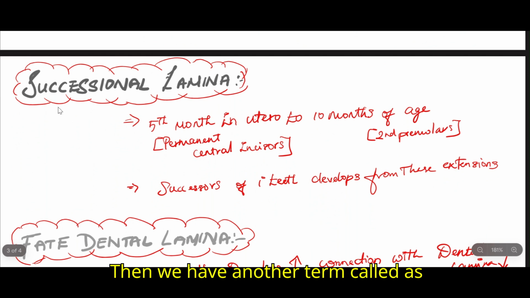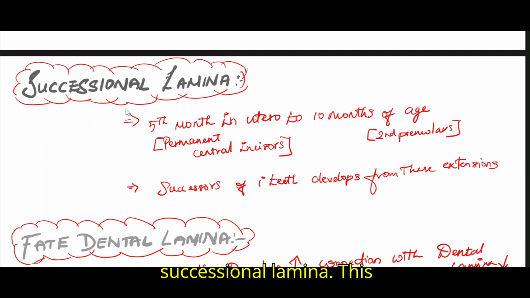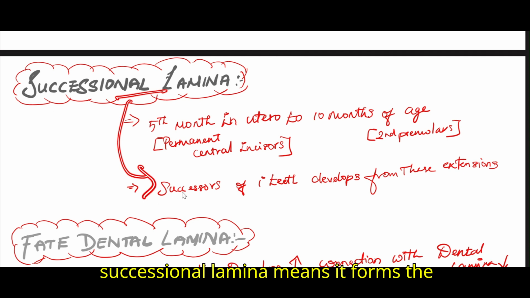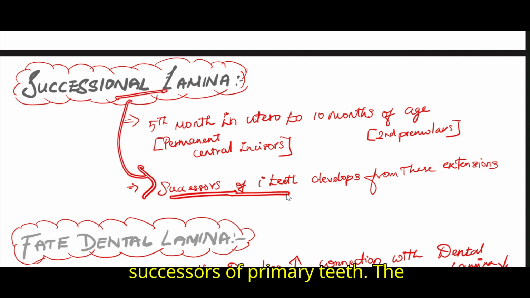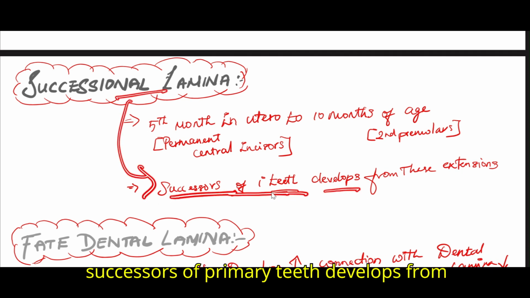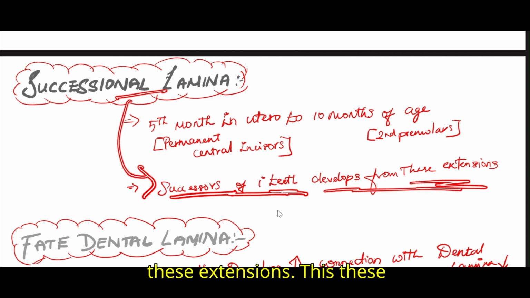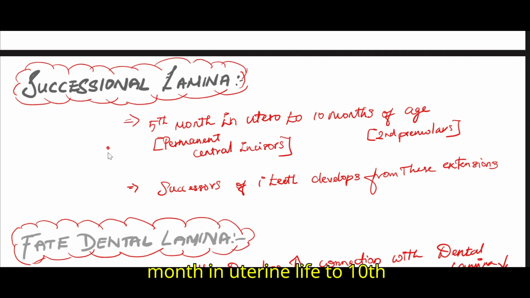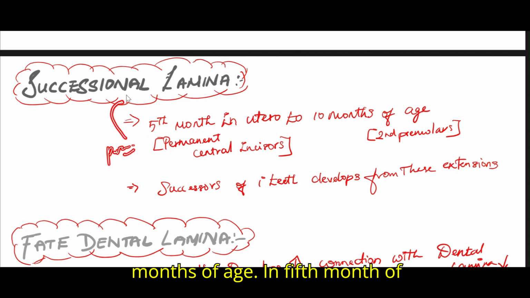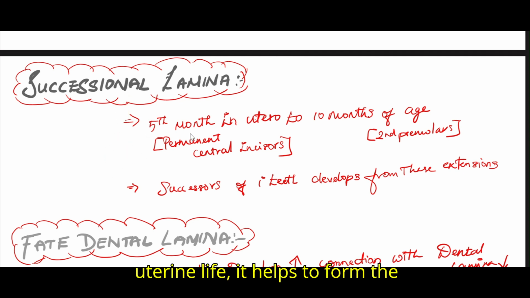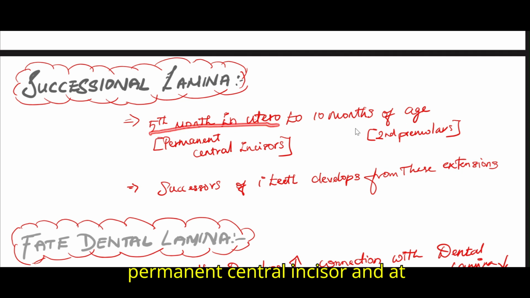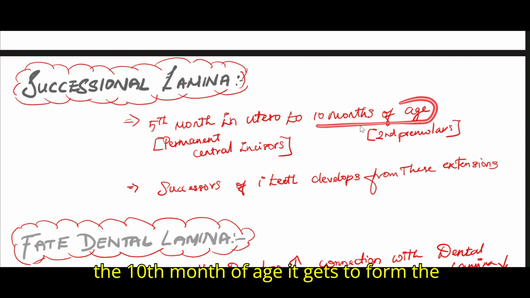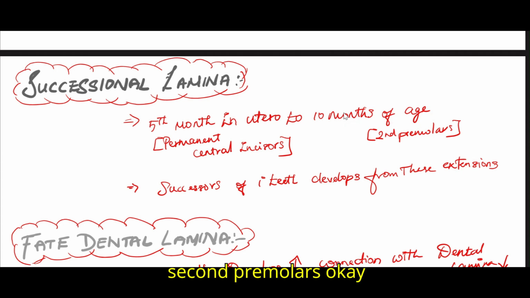Then we have another term called successional lamina. This successional lamina forms the successors of primary teeth. The successors of primary teeth develop from these extensions. These successional laminae exist from the fifth month in uterine life to the 10th month of age. In the fifth month of uterine life, it helps to form the permanent central incisors, and at the 10th month of age, it helps to form the second premolars.